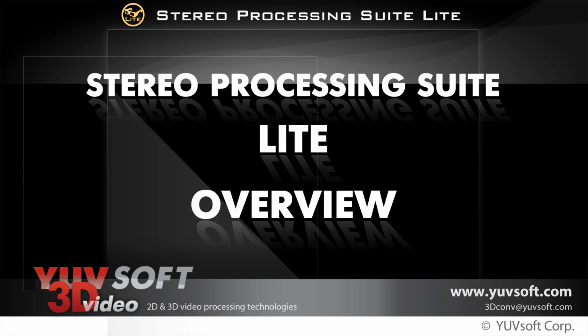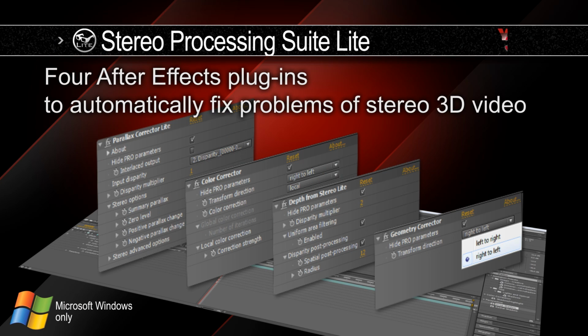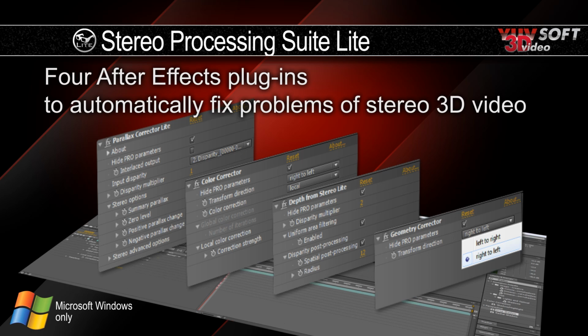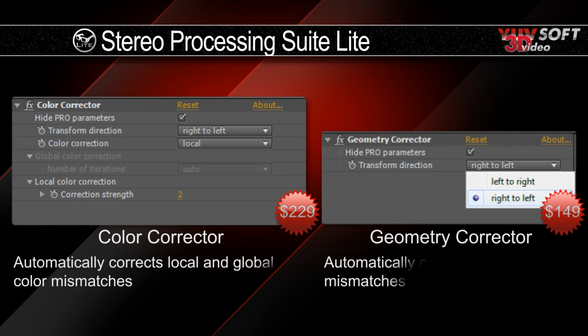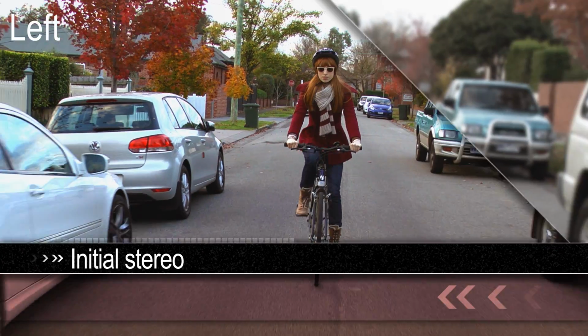If you have ever worked with stereoscopic 3D, you know that it's almost impossible to shoot without any artifacts. Stereo Processing Suite Lite is a collection of 4 very easy to use After Effects plugins that will fix these common problems. Let's start with the Color Corrector and Geometry Corrector plugins to automatically correct color and geometry mismatches.